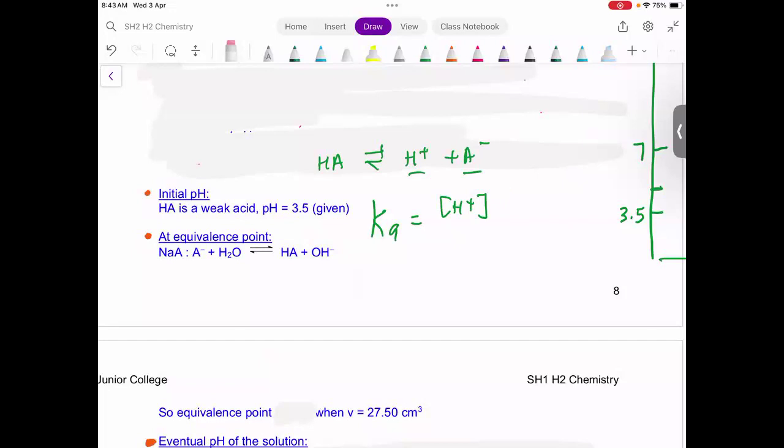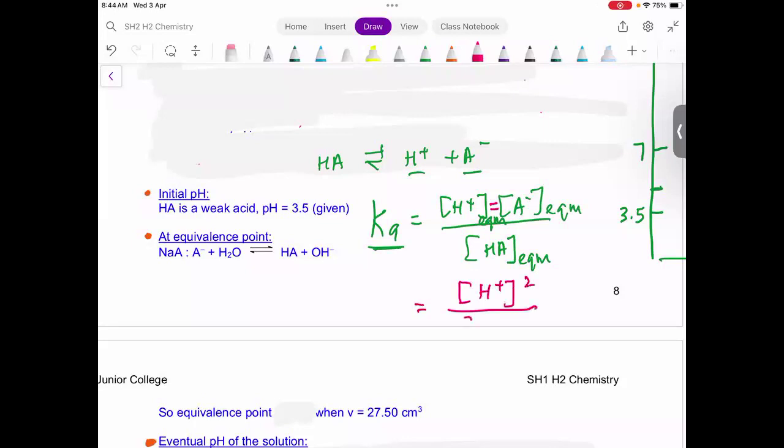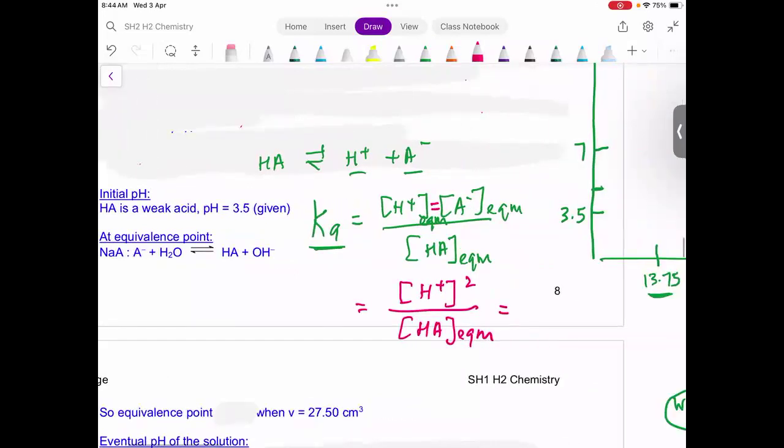So it's A minus, right? Then divided by HA. For the Ka expression, we calculate using the concentration at equilibrium. The concentration of H plus and A minus at equilibrium are equal to each other. Since they are equal, I can simplify my expression to H plus square divided by HA at equilibrium. So the H plus will be 10 to the minus 3.5, whole thing squared.